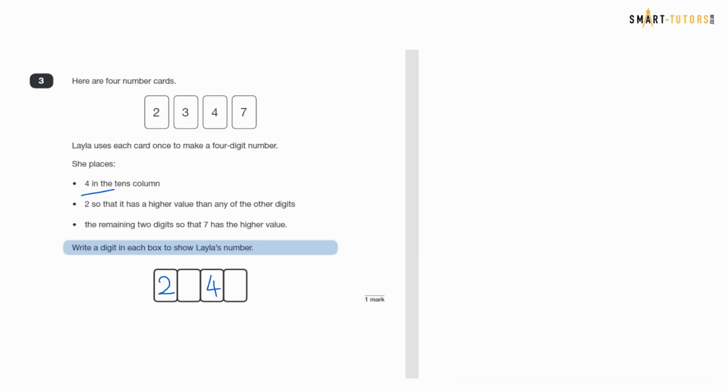So there's 7 and 4. So 7 and 3. So 7 must go in the hundreds column, and the 3 must go in the unit column. Well done. That's a nice explanation. That is the answer for question number 3, 2743.